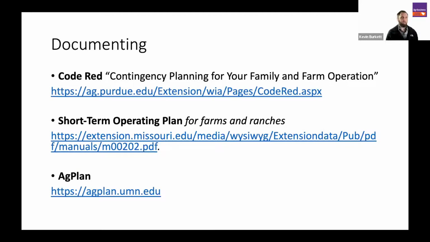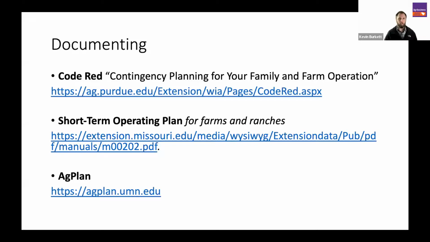And they also worked with the University of Minnesota with their AgPlan website, which you may or may not be familiar with. It is a business planning website specifically for farms and agribusinesses, and it is free to use. You just need an email and a login. Once you've logged in, they have a section for a short-term operational plan, and it's very similar to the University of Missouri document, but just an online version of that.